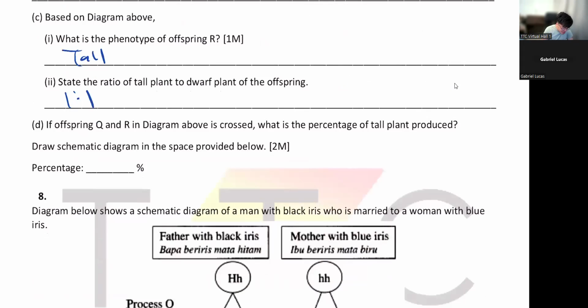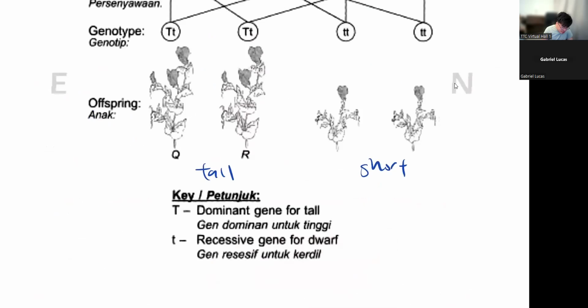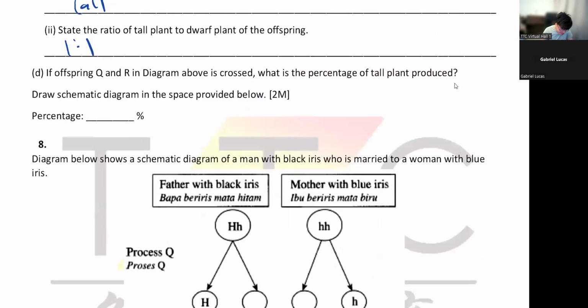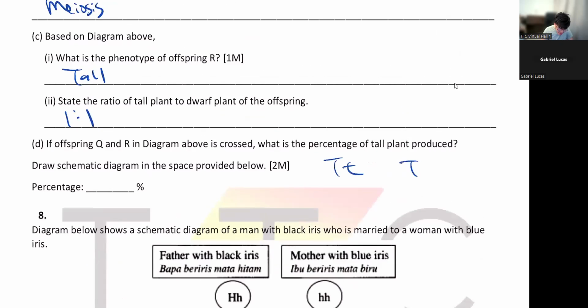Okay, so next D, if offspring Q and R are crossed, what is the percentage of tall plant? You can try this yourself. Q and R when they cross, big T small t and big T small t when they cross. Try and do this and see, and give me the answer for the percentage. See what you get.